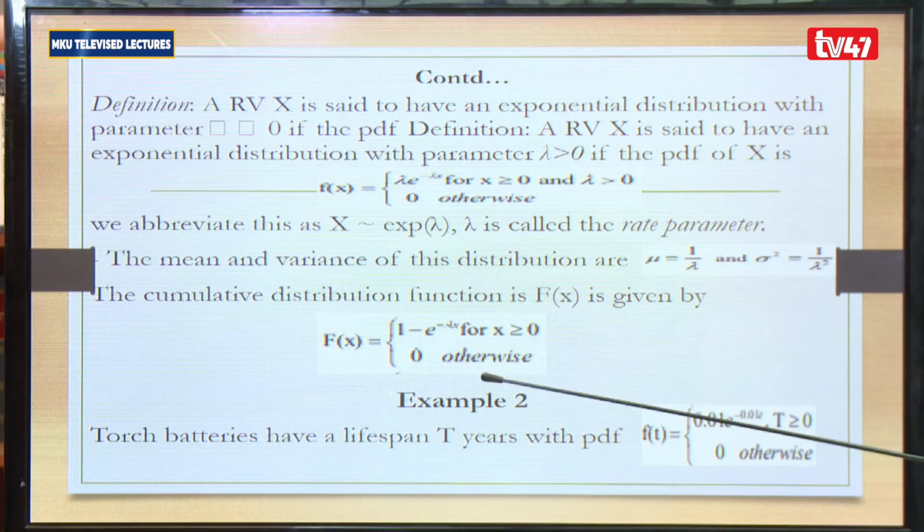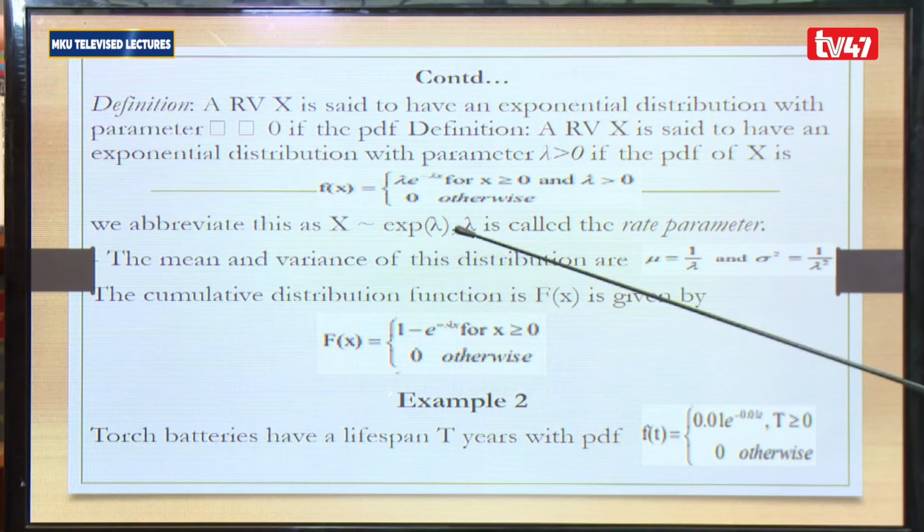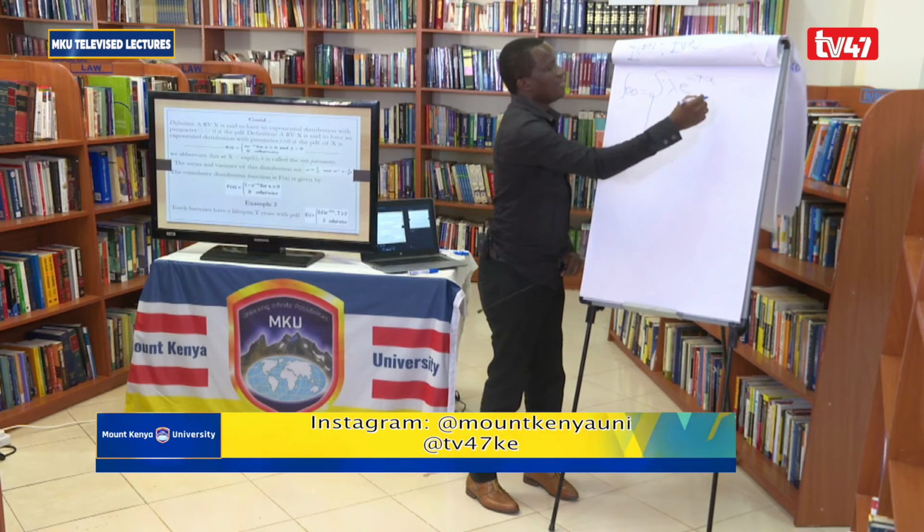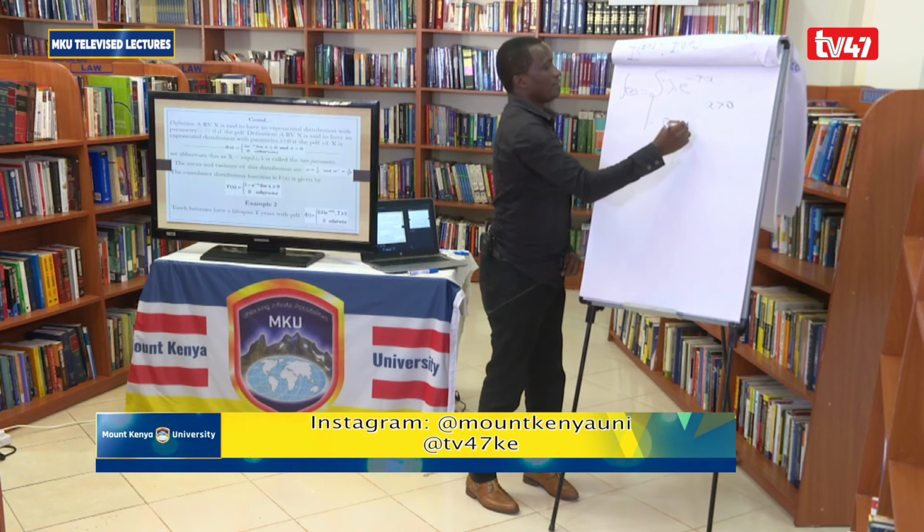A random variable is said to have an exponential distribution with parameter lambda greater than 0 if the PDF is defined by f of x equals lambda e to the negative lambda x for x greater than 0, and 0 otherwise.